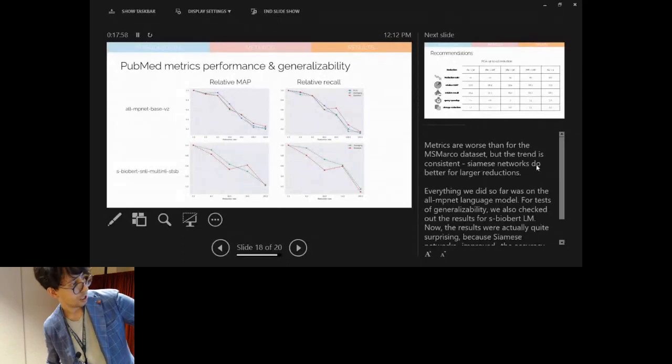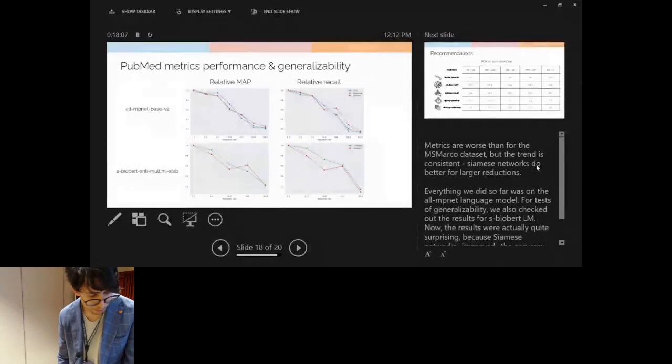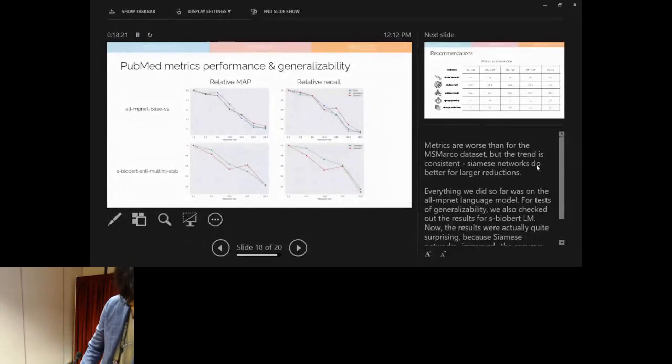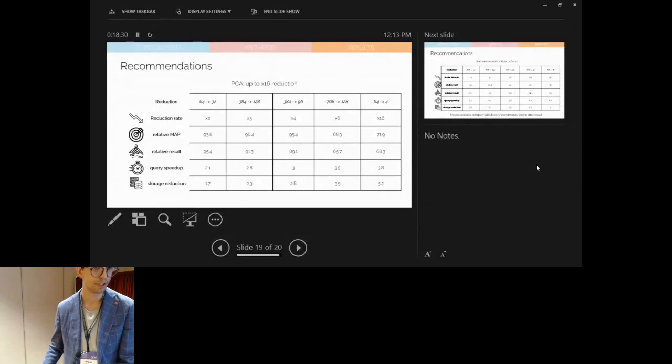But let's keep in mind that, even though on the graph the Siamese network underperforms for the BioBERT model, in terms of pure performance it was actually better, but it started diminishing quicker. So as for the final recommendations, it looks like we can safely reduce the dimensionality by 4 times without losing any, okay, maybe not any noticeable points, but without losing too many points.